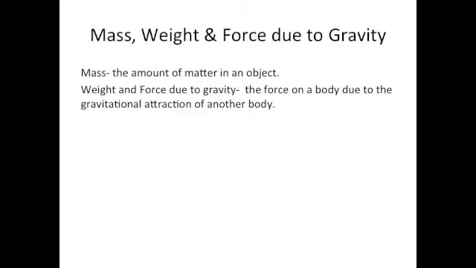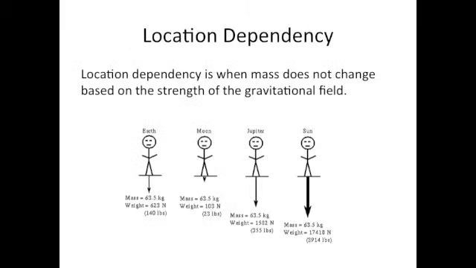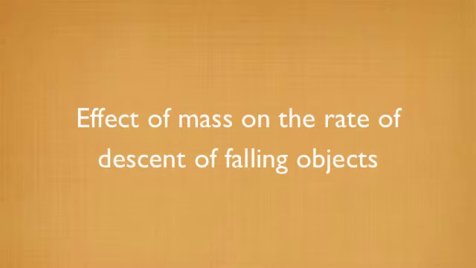Mass is the amount of matter found in an object. Force due to gravity, or weight, is the pull on an object from a gravitational field. Location independence is when mass does not change based on the strength of the gravitational field. For example, if you weighed 60 pounds on Earth, you'd weigh 60 pounds on Mars, Jupiter, and the Sun.